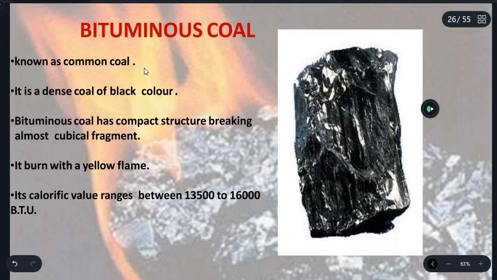So bituminous coal is a common coal. This is where coal actually starts. A major portion of India has bituminous coal. It is a dense coal of black color, okay. Bituminous coal has a compact structure, breaking almost cubical. It breaks like a cube, so that is called the cubical fragment structure, okay. It burns with a yellow flame.